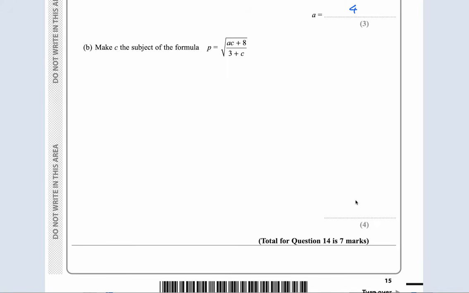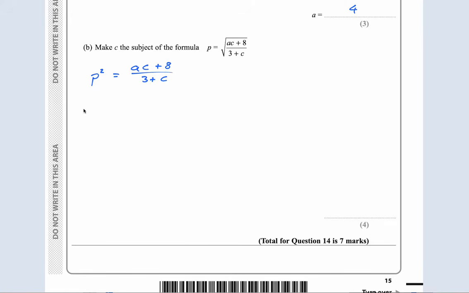Make c the subject of the formula. Right, this looks kind of difficult. Okay, first thing, guys, is to remove the square root. How do I remove a square root? I square both sides. So by squaring the right, I get p squared. By squaring the left, I just remove the square root.